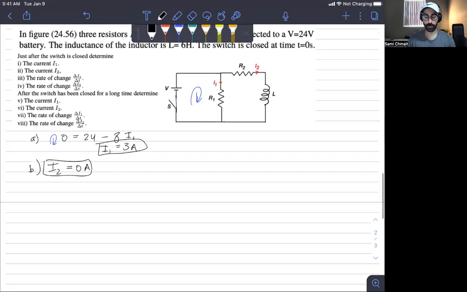Part C, the rate of change I1 over delta t. Okay, so, well, you know, it's immediately after the closure again. So at time equals 0, anything, it's like there's a 0 there. So divided by 0 is equal to 0.